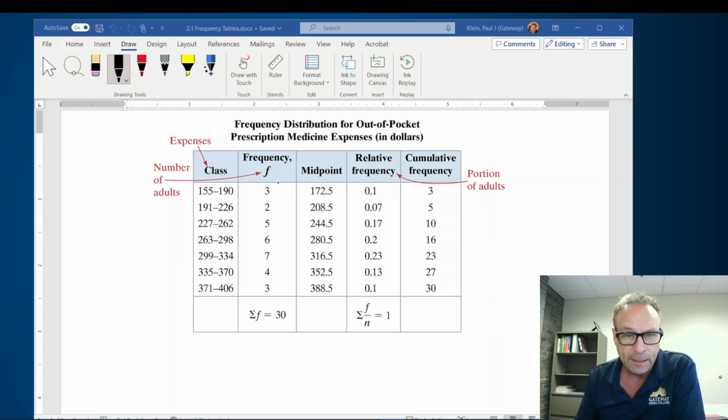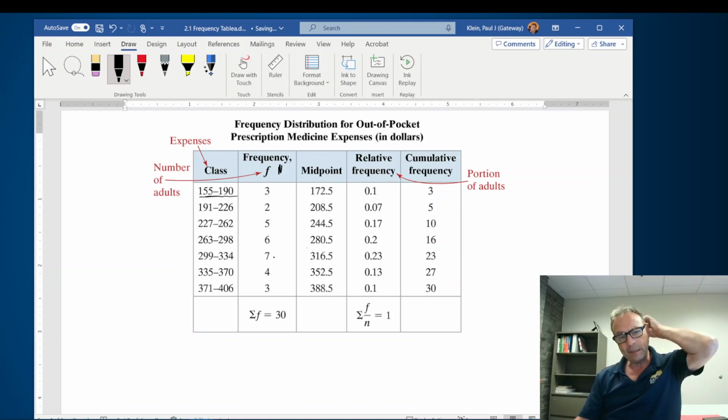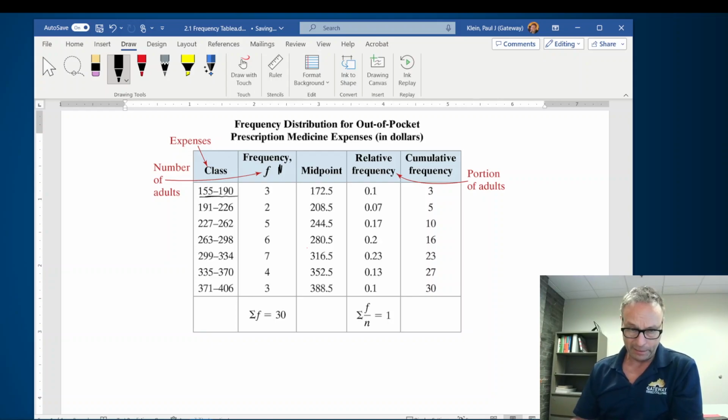So in one column here we have the frequency. This is saying there are 3 data points between 155 and 190. So maybe one of the data points is 160, and that's one of the 3, but it's in this range of 155 to 190. And it shows us that 7 data points are in this range. So this is a frequency, and each one of these ranges here is called a class.